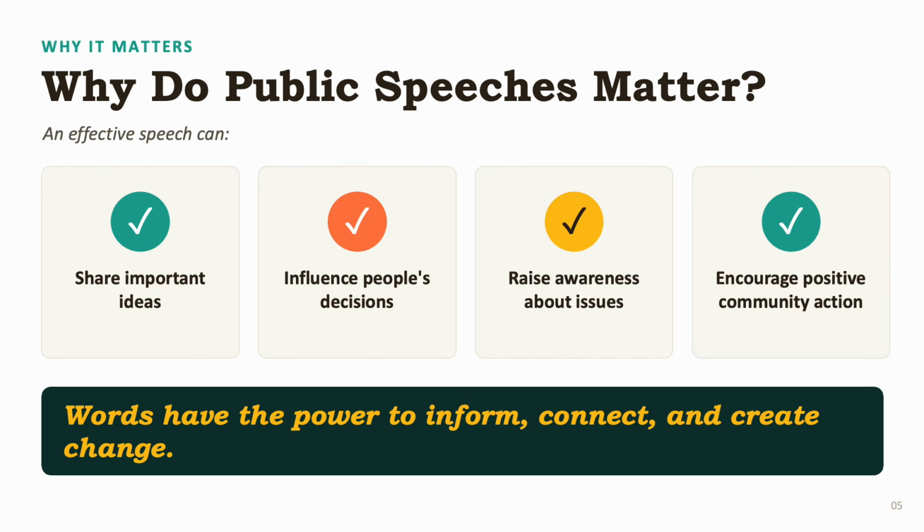Words are powerful. A good speech can help people understand important issues, influence decisions, and encourage cooperation. For example, a student leader who gives a speech about cleanliness can inspire classmates to practice proper waste disposal. This shows that communication can create change when it is used responsibly.